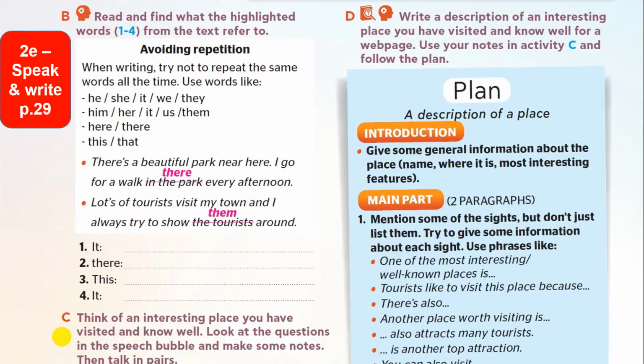I should start my writing by talking about a description of a place. So I should mention the place. Have a look at the introduction. Give some general information about the place: name, where it is, most interesting features. This is the one for paragraph number 1. Let's move on to the second one. I have here the main part, which consists of 2 paragraphs. First one, mention some of the sites, but don't just list them. Try to give some information about each site. Use phrases like that.